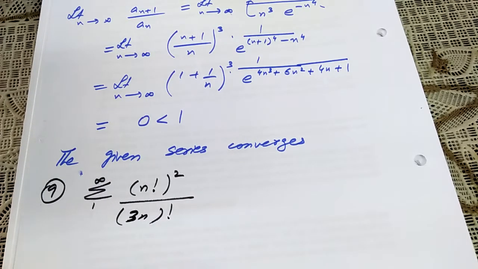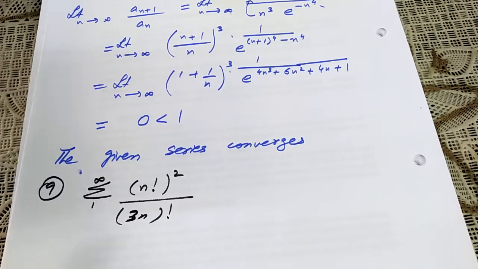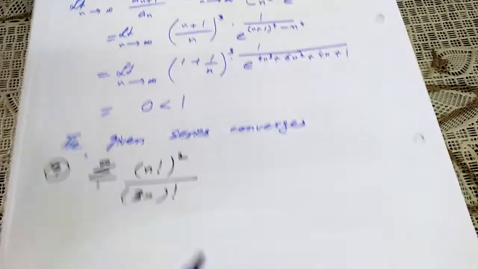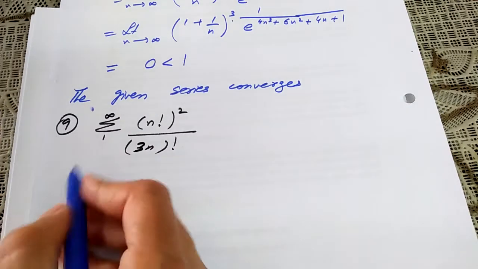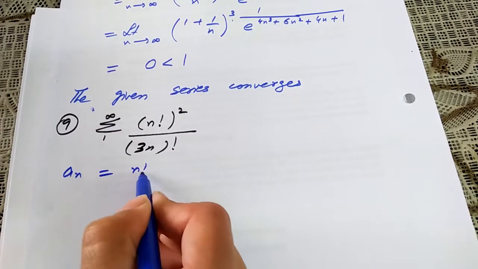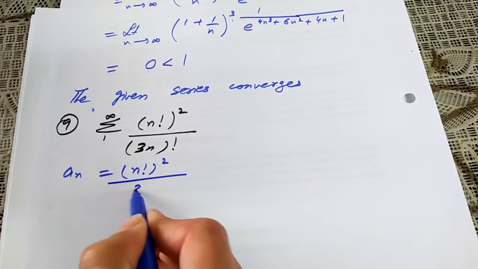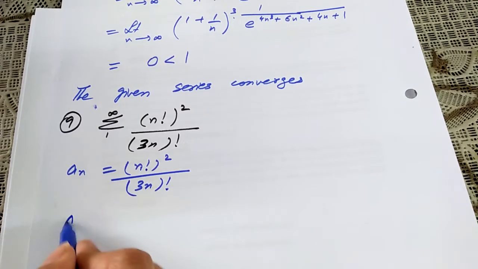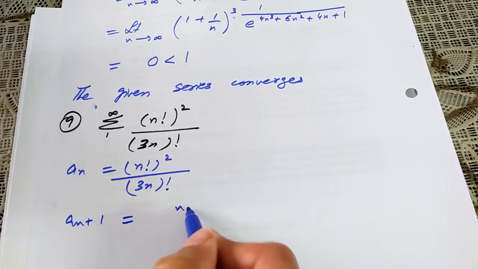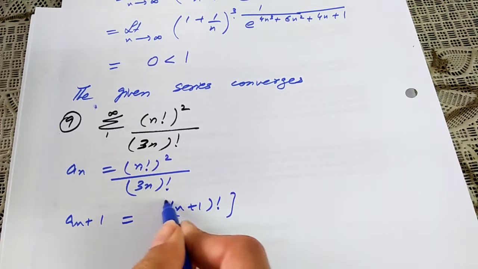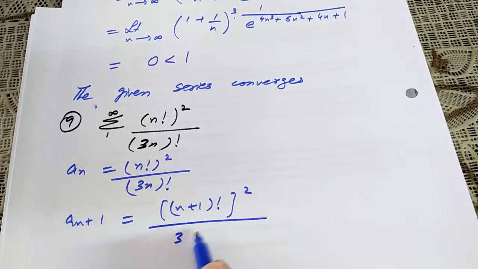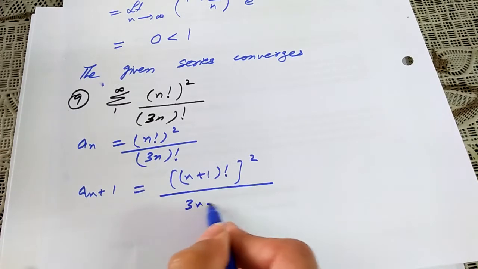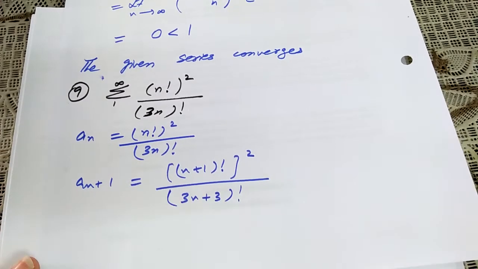Now question number 9 is (n!)² divided by (3n)!. So the a_n term is (n!)² divided by (3n)!. So a_(n+1) will become ((n+1)!)² divided by (3(n+1))!, which gives (3n+3)!.